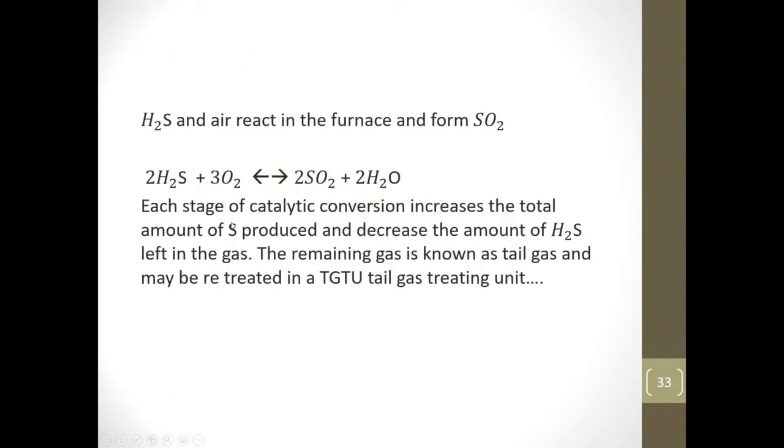Okay, so I already said this, but each stage of that catalytic conversion increases the total amount of sulfur produced and thus decreases the total amount of hydrogen sulfide left in the gas. The remaining gas is known as tail gas, as I said earlier, and it is retreated again in the tail gas treating unit. So we do mention that, but we don't get into the details. So those are the basic processes for refining natural gas to remove the bad constituents anyway, the H2S and the CO2 out of it. Next bunch of slides here are going to get into coal refining.